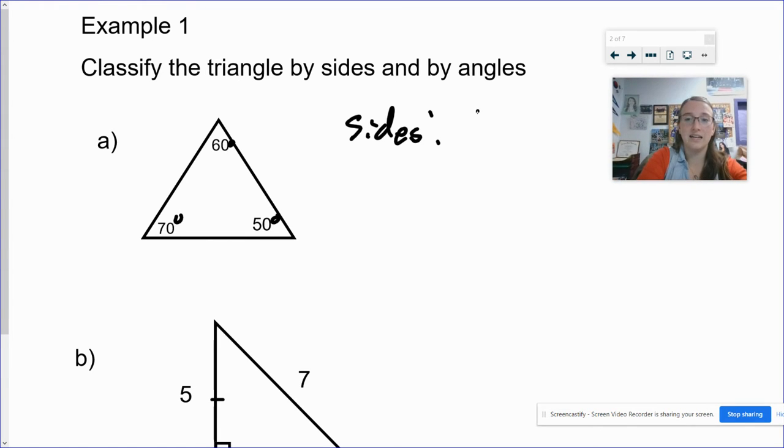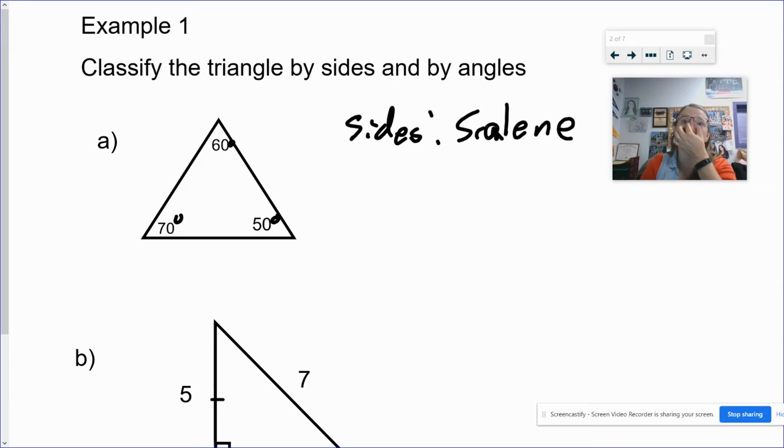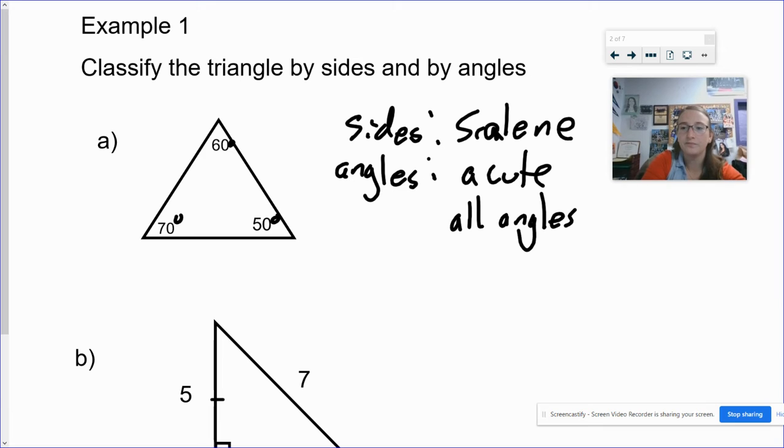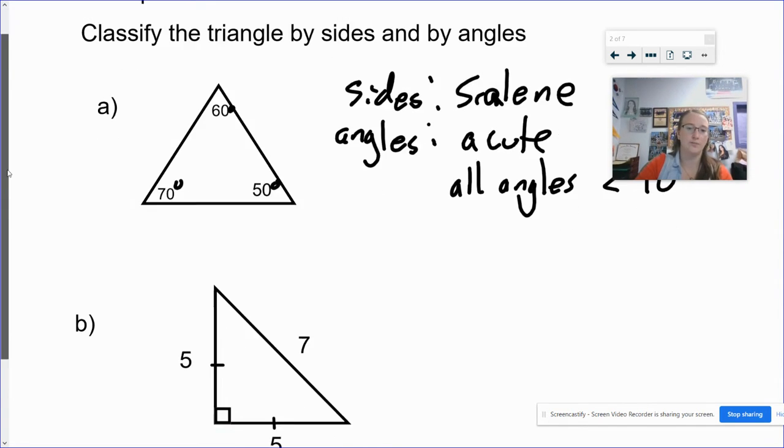This is scalene. A scalene triangle has no sides marked congruent. We can't assume if it looks like it's congruent. No, we have to have the markings. And then what about the angles? Let's look at the angles. We've got 60, 50, and 70. So how would we classify this by its angles? Acute. All of those angles are less than 90 degrees. That's an acute triangle.